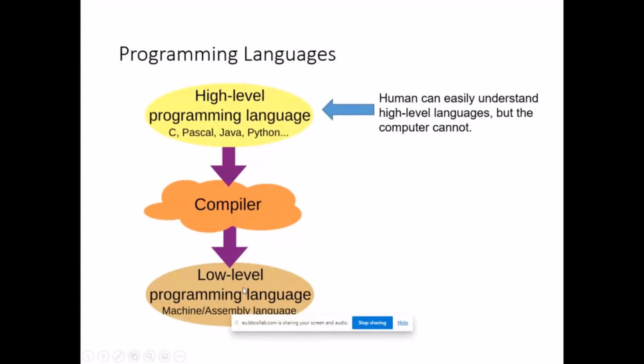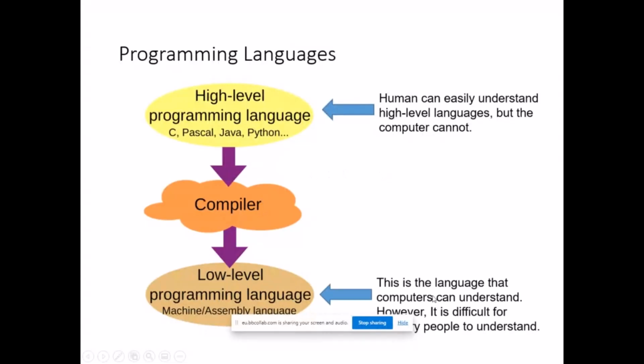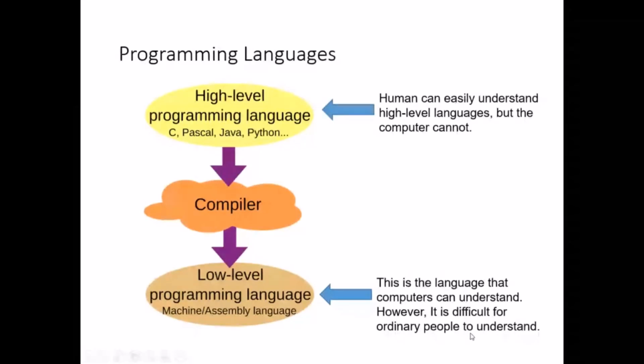And for machine language, this is the language that the computer can understand, but again, ordinary people cannot understand it. So there is a gap in between. To fill this gap, there is a program in the middle called a compiler. If you want to translate a high-level language into machine language, then we need a program in the middle to do this for us.